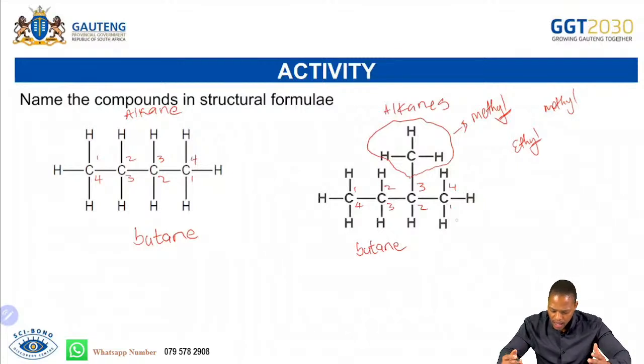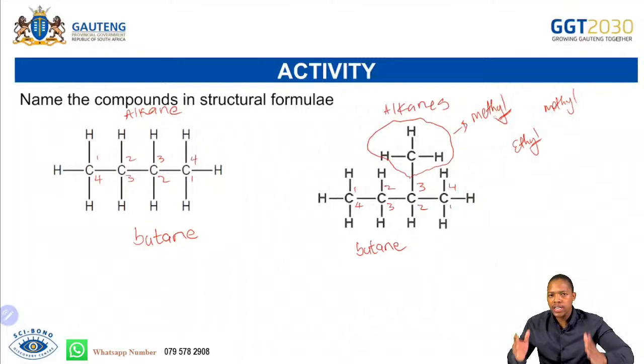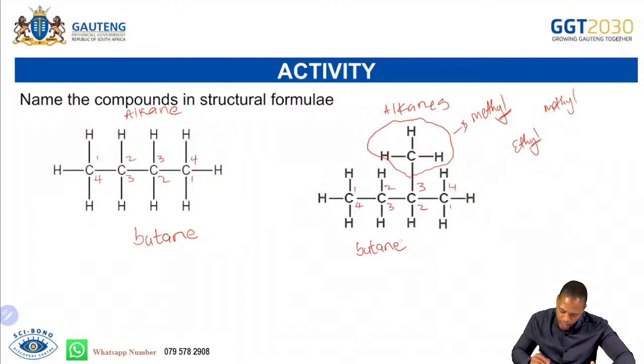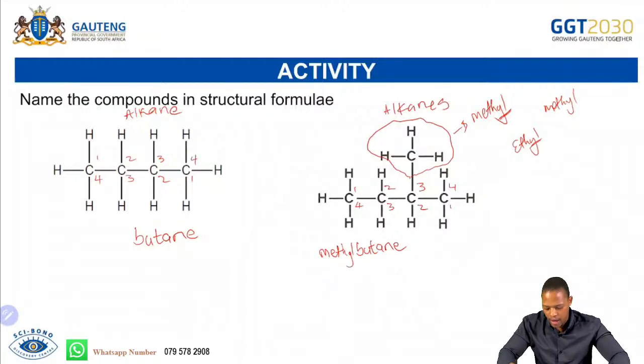Okay, now that I have to put this attachment, what is the attachment? The attachment is a methyl. All attachments when naming, they come at the beginning of the name. So I can't put it here, I have to put it here. So I'm going to say methyl. Okay, right. Now I have the methyl.